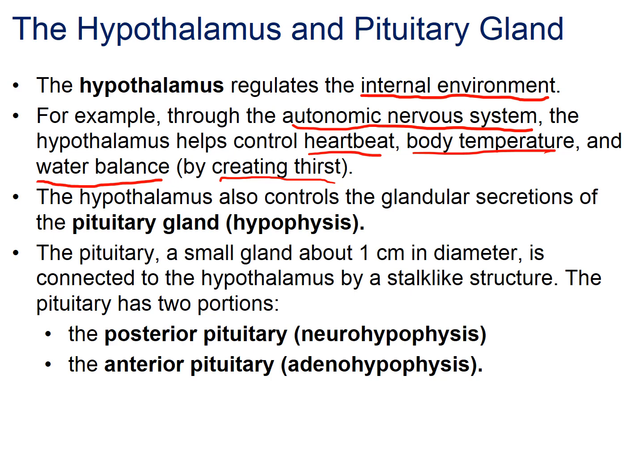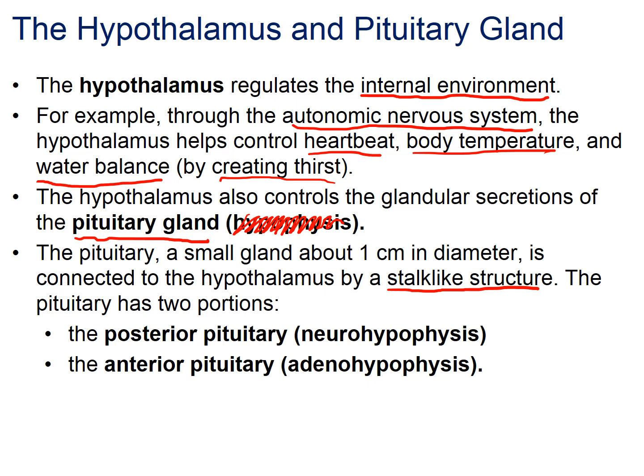So, as we mentioned earlier, the hypothalamus also controls the secretion of the pituitary gland. Now, the pituitary gland also has a different name, the hypophysis, but for this course, we're not going to worry about it. It's good to recognize the word, but we won't be using it in the course. The pituitary gland is connected to the hypothalamus through a stalk-like structure, and we'll be looking more closely at the stalk in the coming slides.